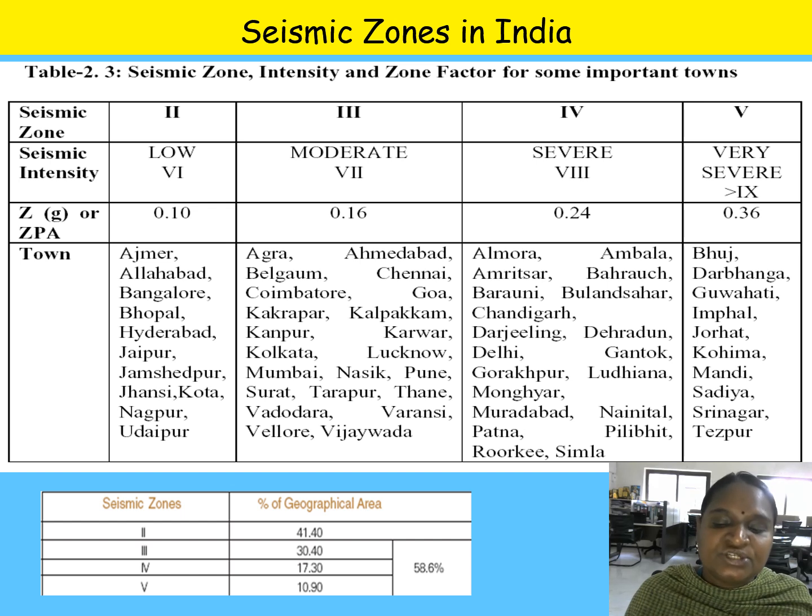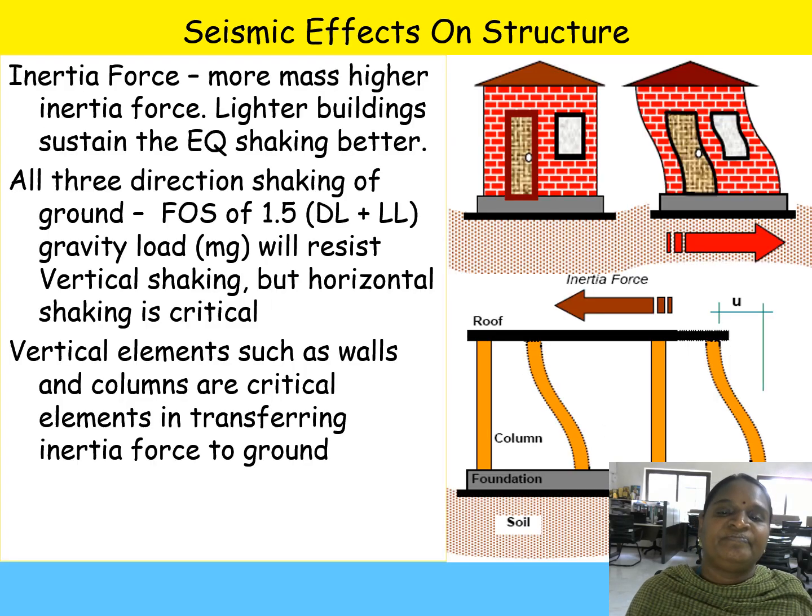In terms of the percentage of geographical area, in the seismic zone map of India, 41.4 percent falls under the category of zone 2. Altogether, zones 3, 4, 5 come under the category of 58.6 percent. And this is the seismic effect on the structure.